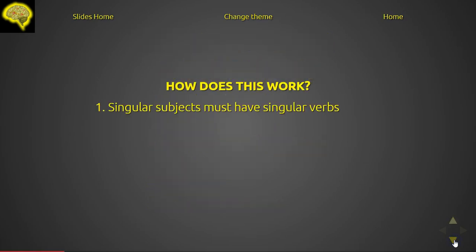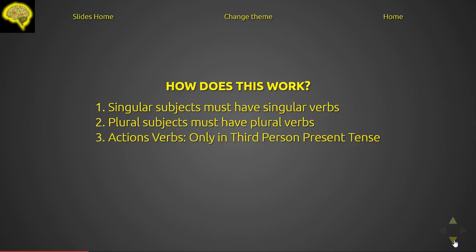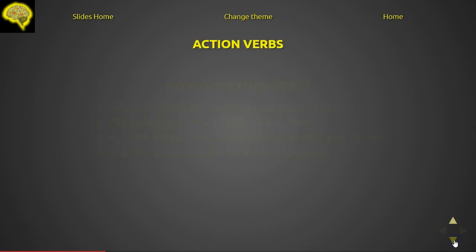So how does this work? Singular subjects must have singular verbs, and plural subjects must have plural verbs. Now for action verbs, this only counts in third person present tense. State of being verbs, on the other hand, must always match. So let's start with action verbs.